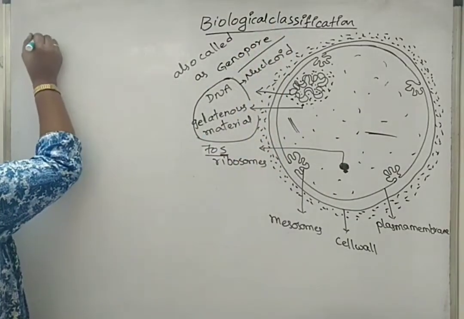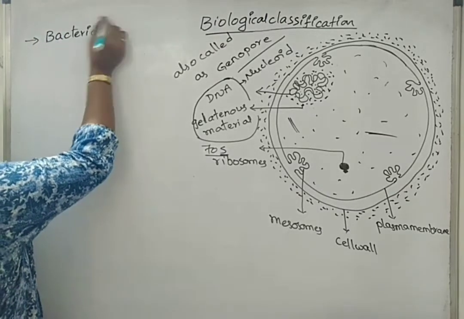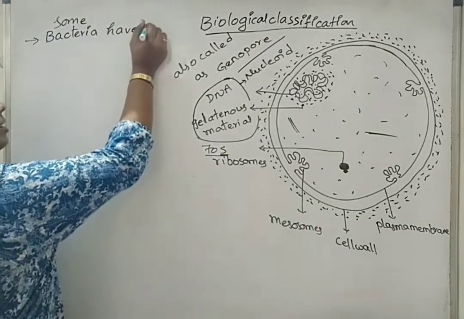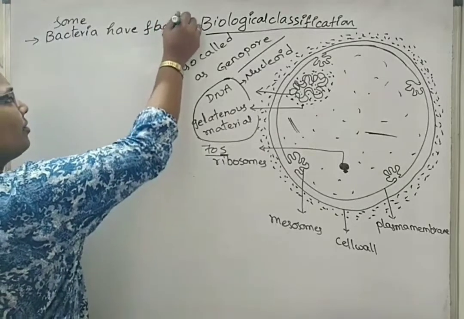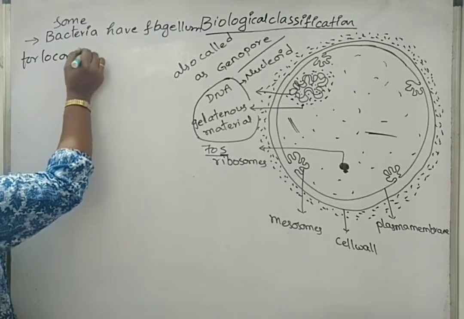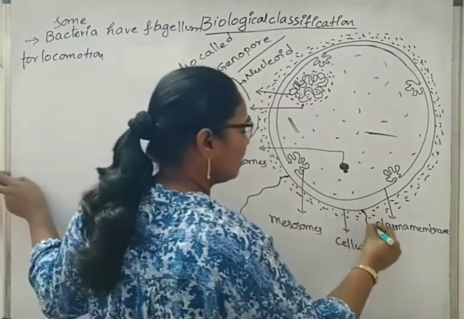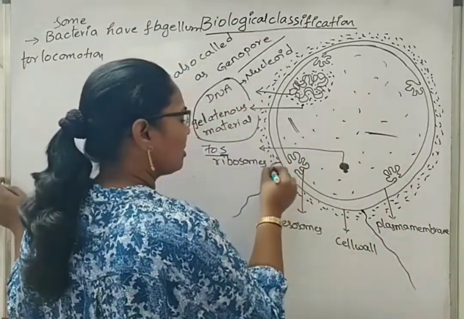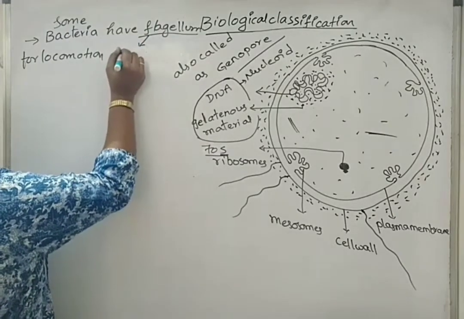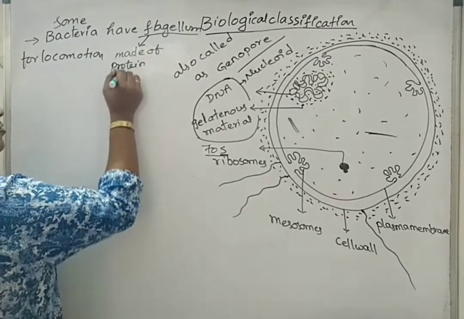Now, we'll write that some bacteria have flagella or flagellum for locomotion. So if this is a motile one, like this, the flagella are long structures. Flagella or flagellum are made of the protein flagellin.